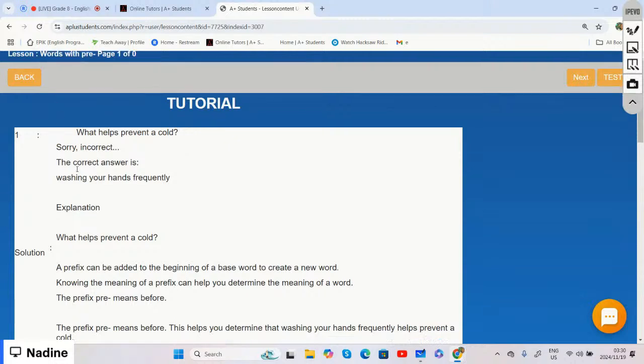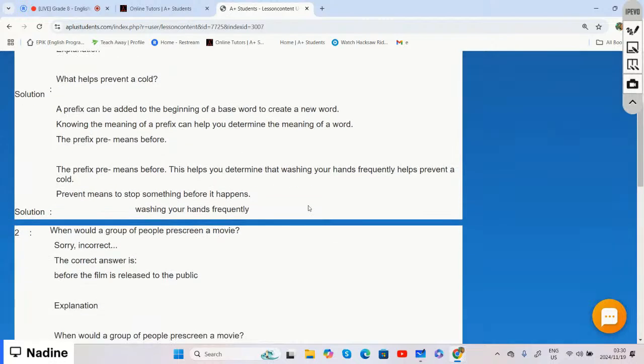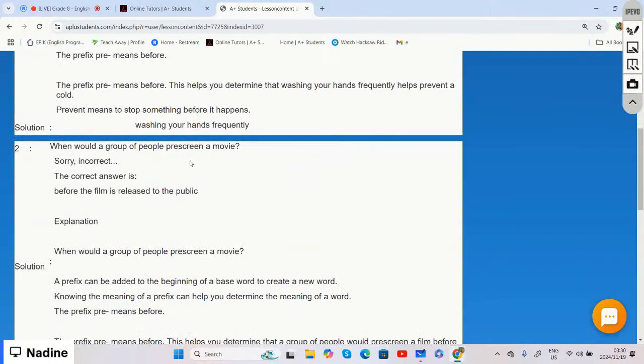All right. The next one says, when would a group of people pre-screen a movie? So, when will a group of people pre-screen a movie?